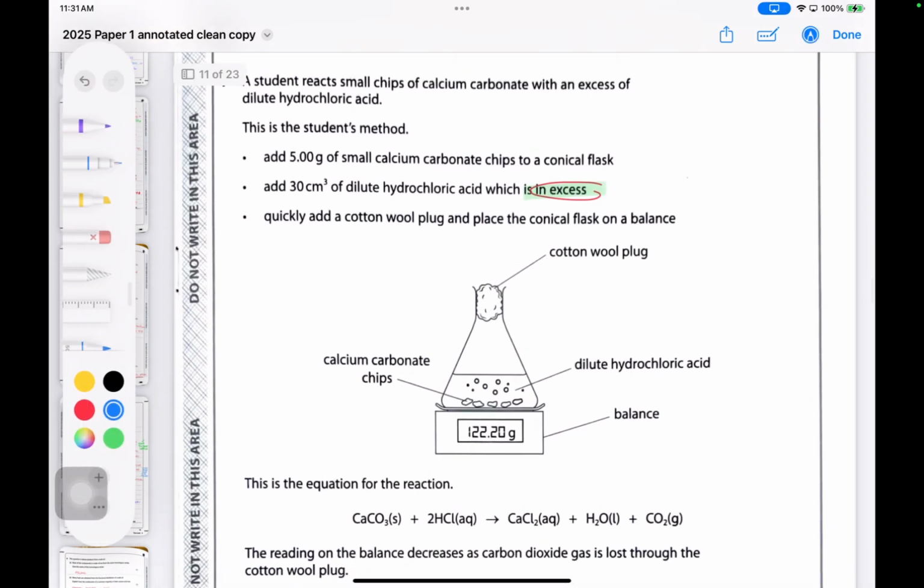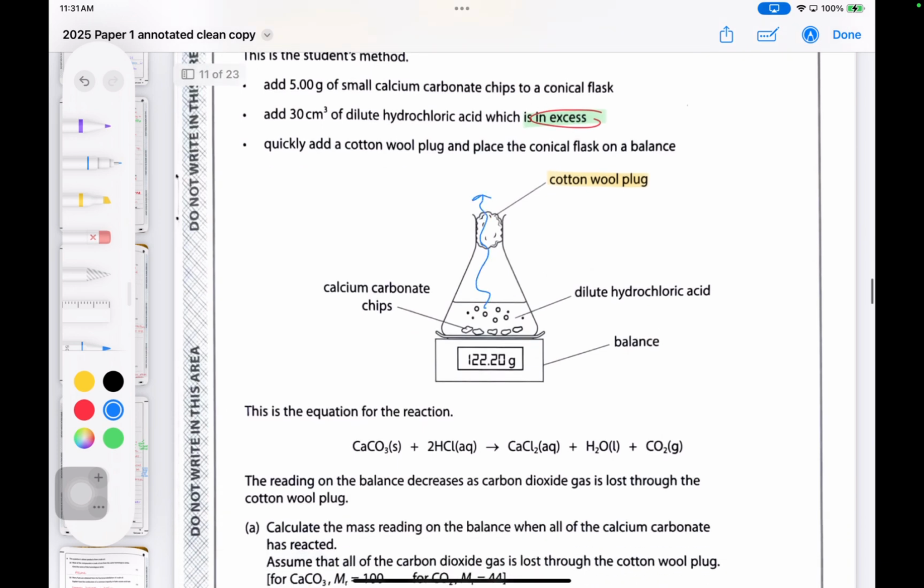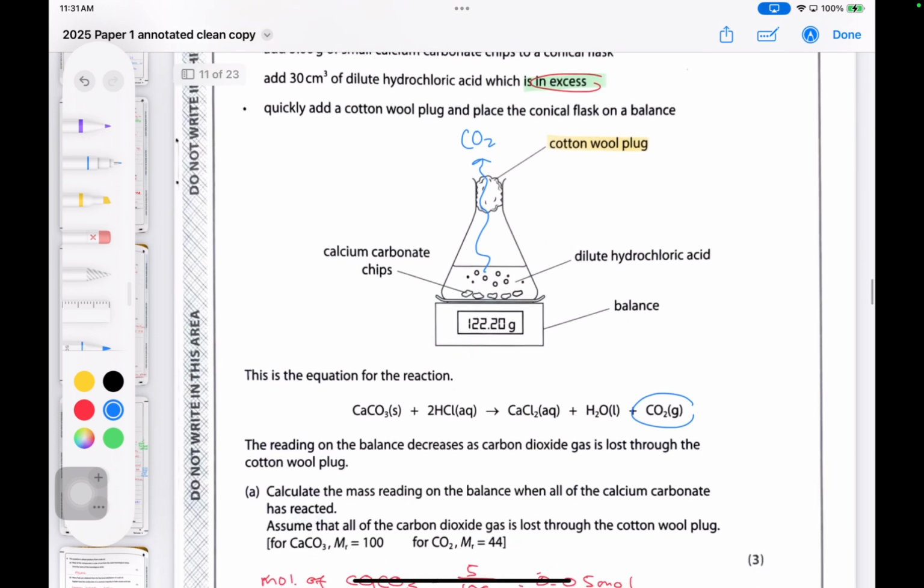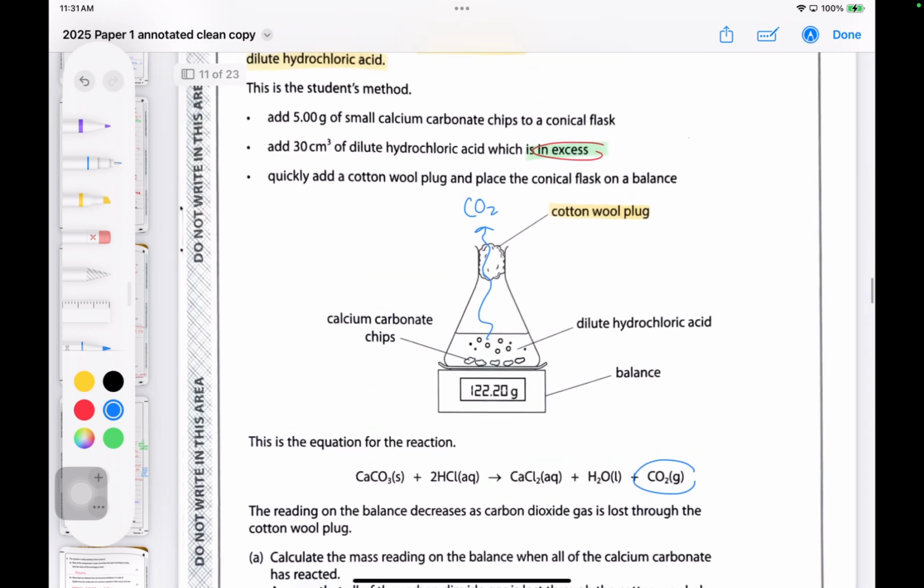Okay, so with this rate of reaction question, we have a standard carbonate with acid reaction, and they show you the setup. You will be able to see that the cotton wool plug is there. That basically means the carbon dioxide gas that is given out, the product, is going to escape from the cotton wool. Okay, so this is the main idea, and there is some information.